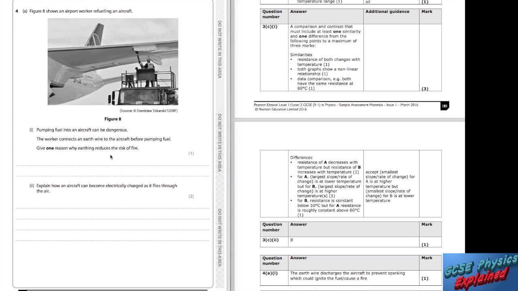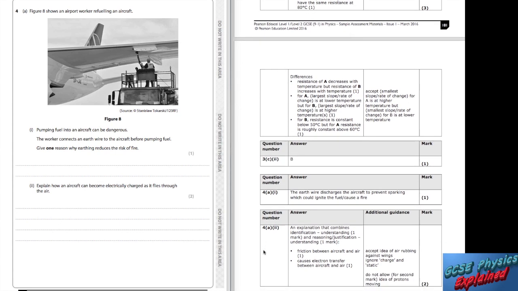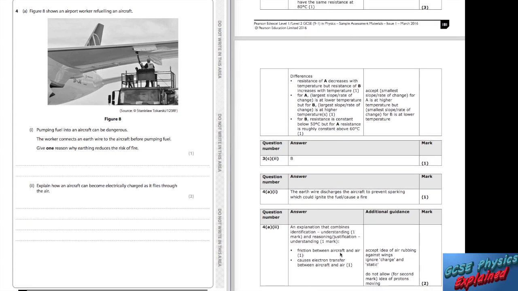So you only get a spark if voltage builds up, and voltage can only build up if electrons build up. So if you've got an earth wire, it allows the electrons to flow down to the earth so they don't build up. Part 2. Explain how an aircraft can become electrically charged as it flies through the air. So friction between the aircraft and the air causes electrons to be transferred between the aircraft and the air.